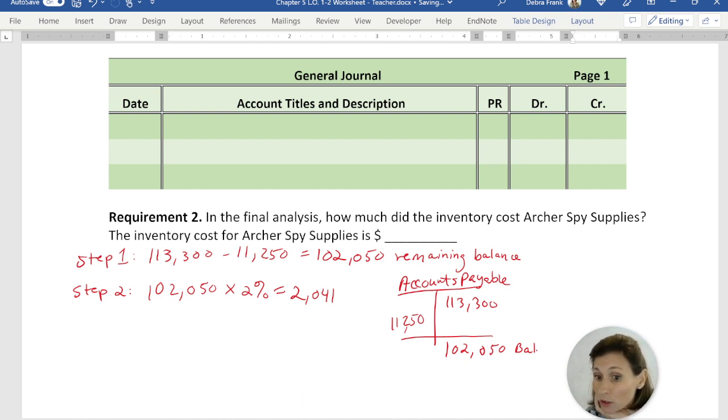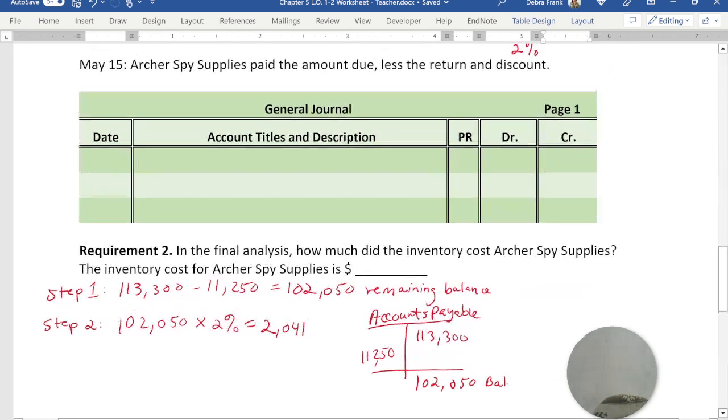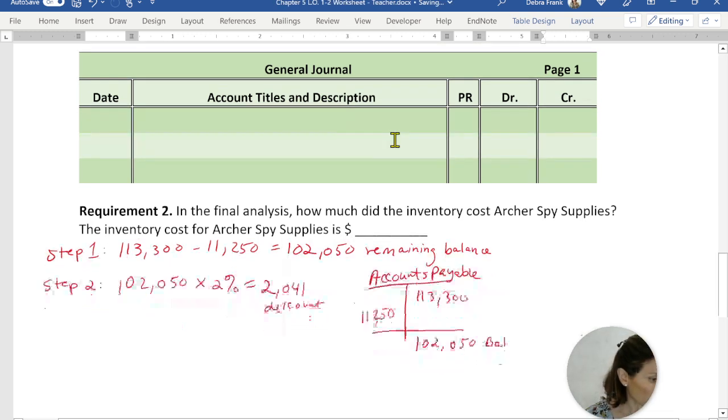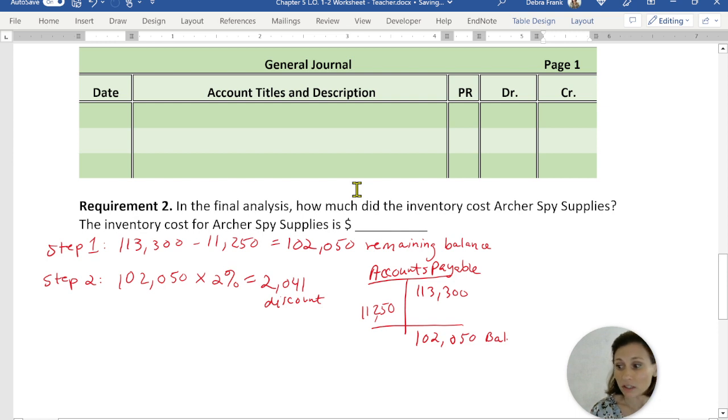Under the perpetual inventory system, the discount decreases inventory's value. Hence, we'll have a credit for this amount to inventory. All right, so you're learning just something new. And this is our discount amount. Yep, let's write ourselves a note that this is their discount amount. And let's write another note that this discount decreases inventory's value.